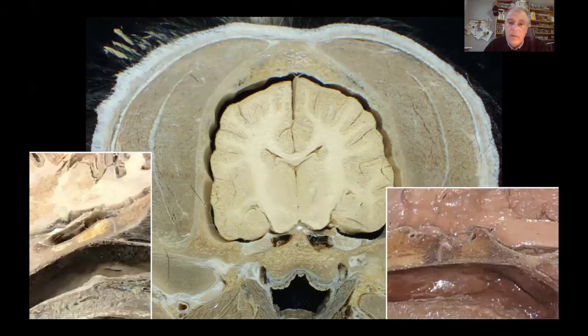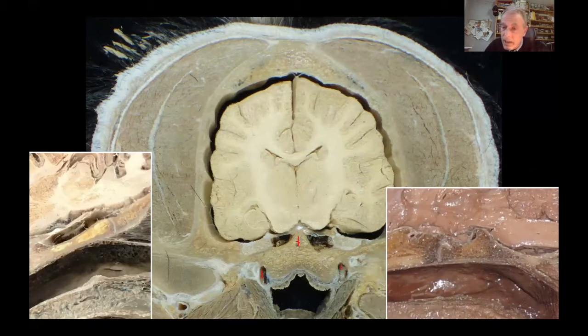Let's progress to the next one. And again, we see the dorsum sellae. I think it was very similar, but I want you to point out something. This structure here, what is this? Remember, we are at the level of the dorsum sellae.